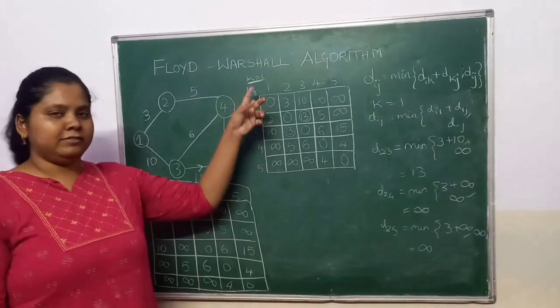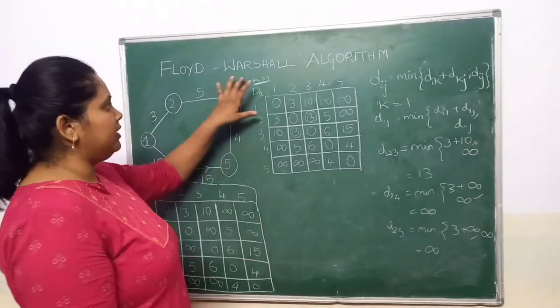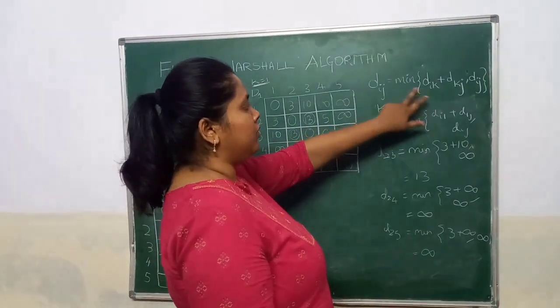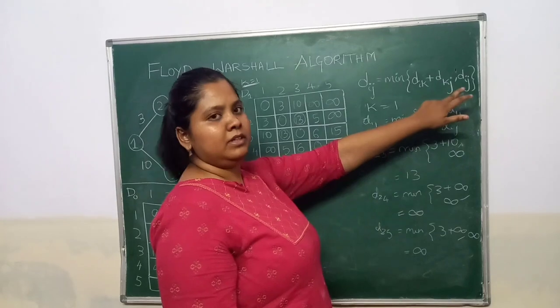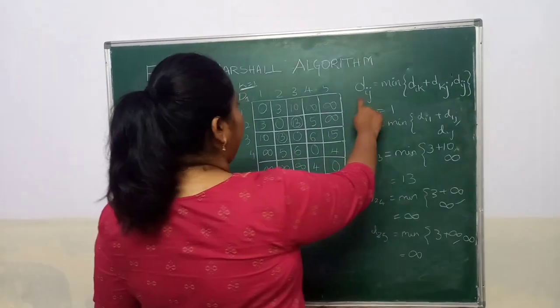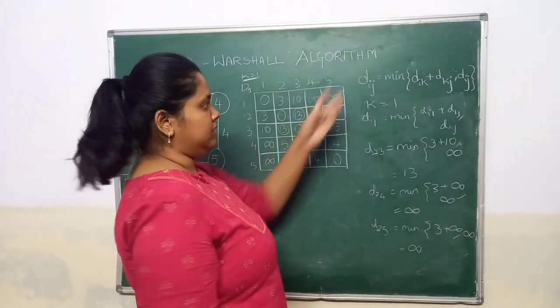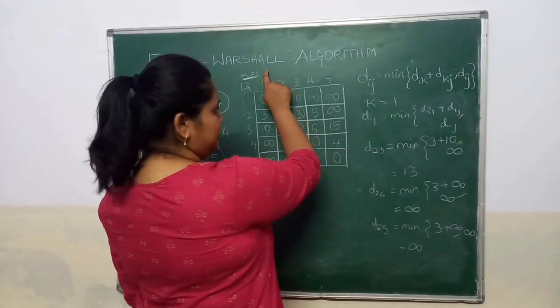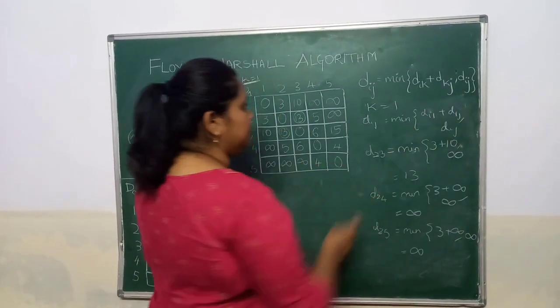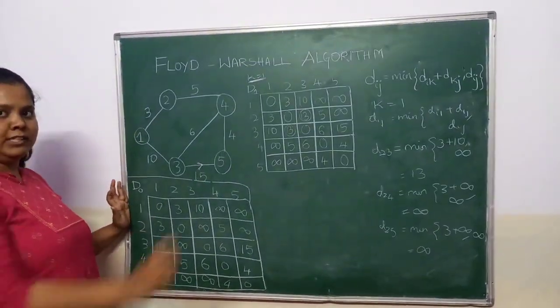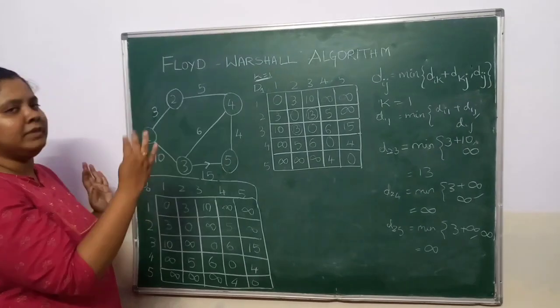Let us see the first iteration, that is k equals 1. We have known the formula Dij equals minimum of Dik plus Dkj, Dij. Here i, j represent the vertices between which we are taking the distances, k is the iteration, and Dij is the previously known value. From this distance matrix we'll take that value and then compare the minimum values.